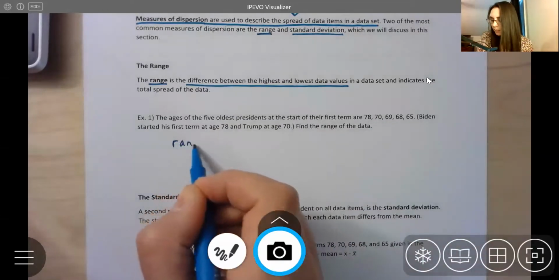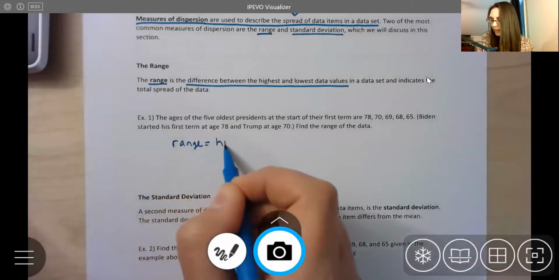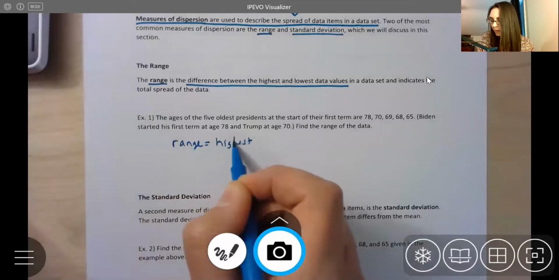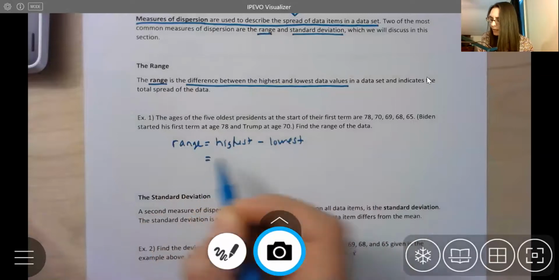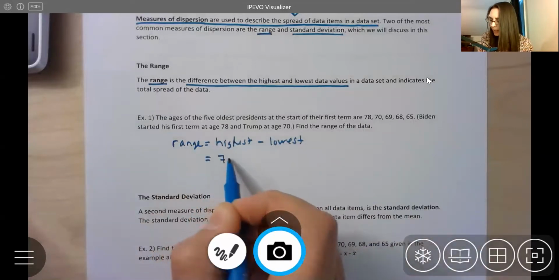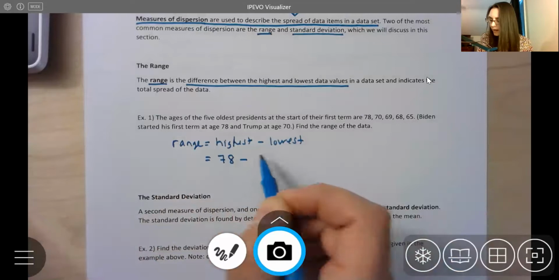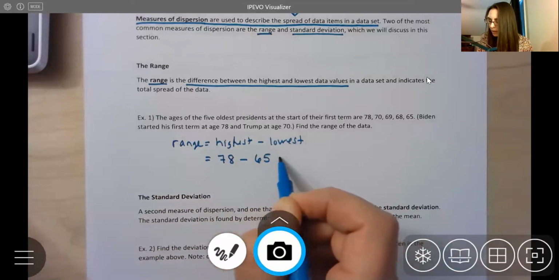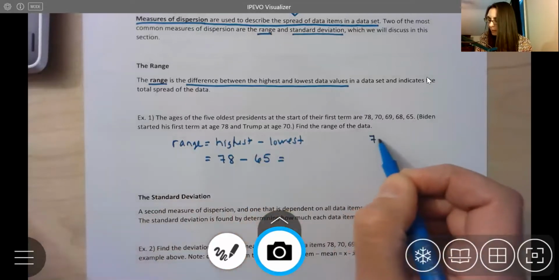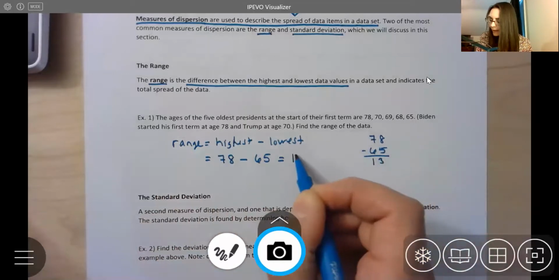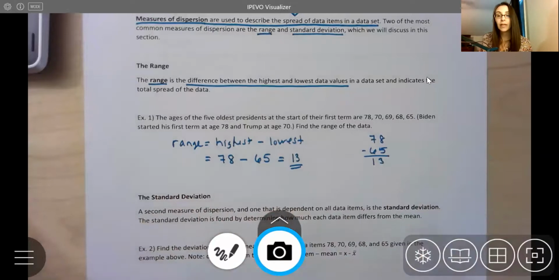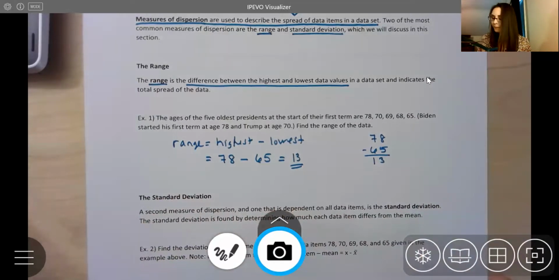So our range is just the highest value minus the lowest. In this case, my highest value is 78, and my lowest value here is 65. So all I need to do is subtract these two values, and that gives me my range. So I have a range here of 13 years.